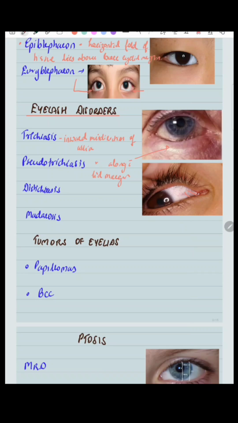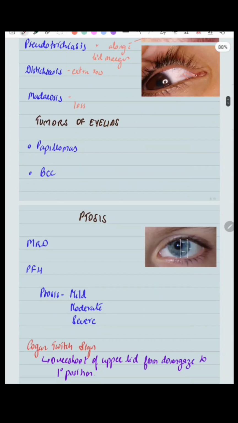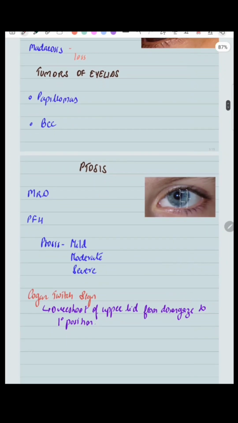Distichiasis is an extra row of eyelashes. And madarosis is partial or complete loss of eyelashes. Now coming to tumors of the eyelid. Papilloma is the most common benign tumor, and basal cell carcinoma is the most common malignant tumor of the eyelid. It mostly involves the lower lid at the inner canthus.